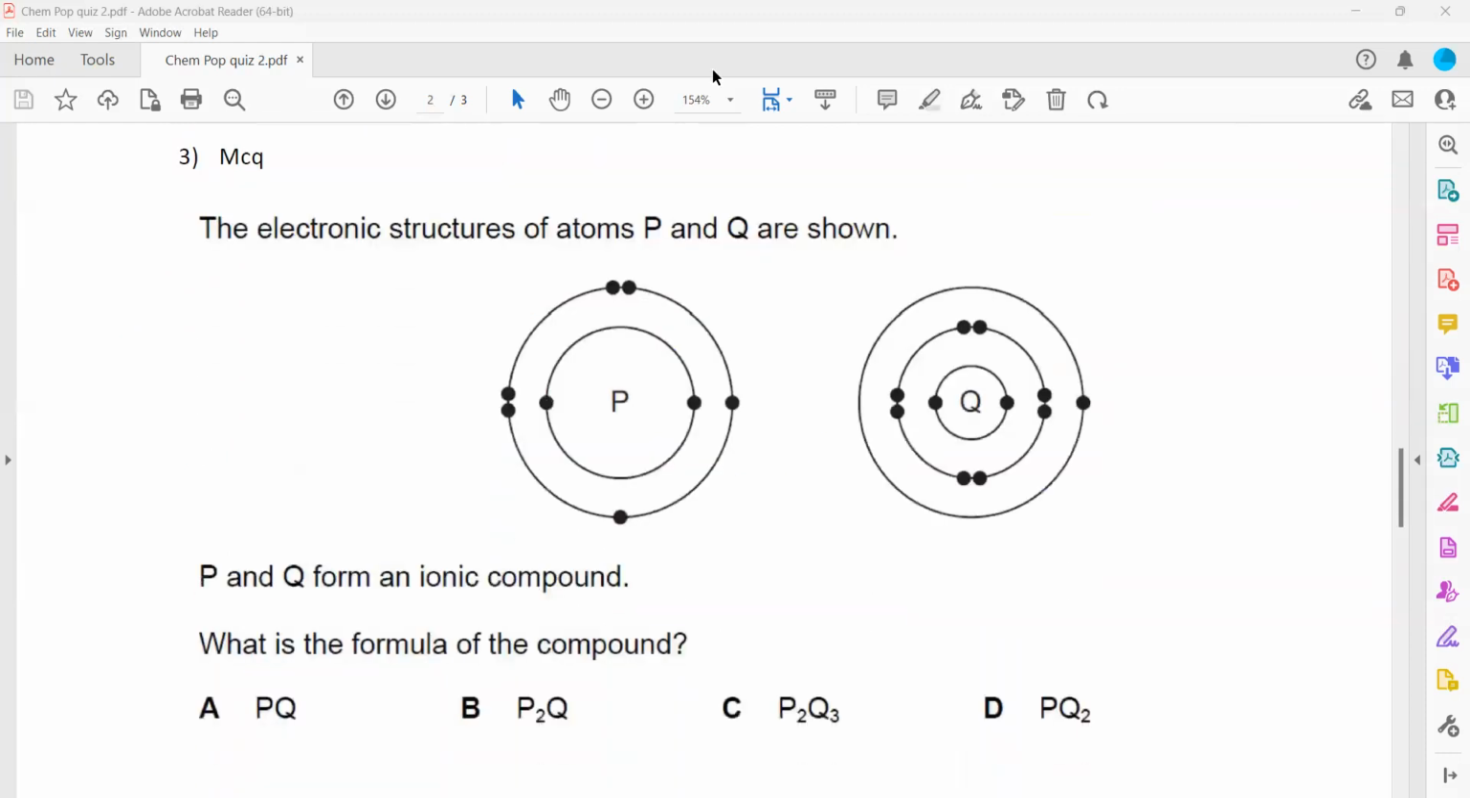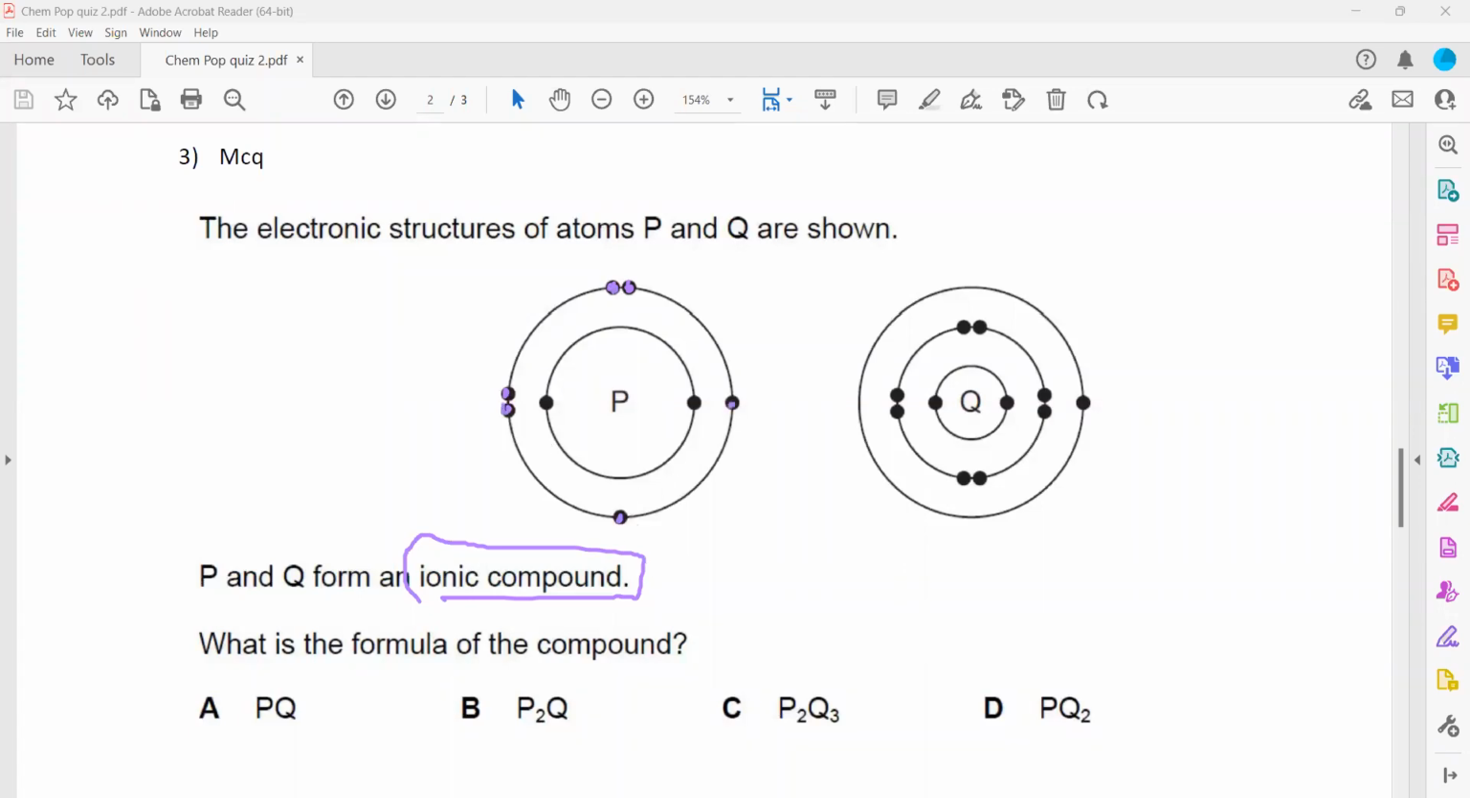In question 3, you have to identify the formula of an ionic compound. To identify the formula of an ionic compound, first you have to identify the valencies. First, P: which group does it belong to? How to know which group it belongs to? How many electrons in the last shell? 1, 2, 3, 4, 5, 6.